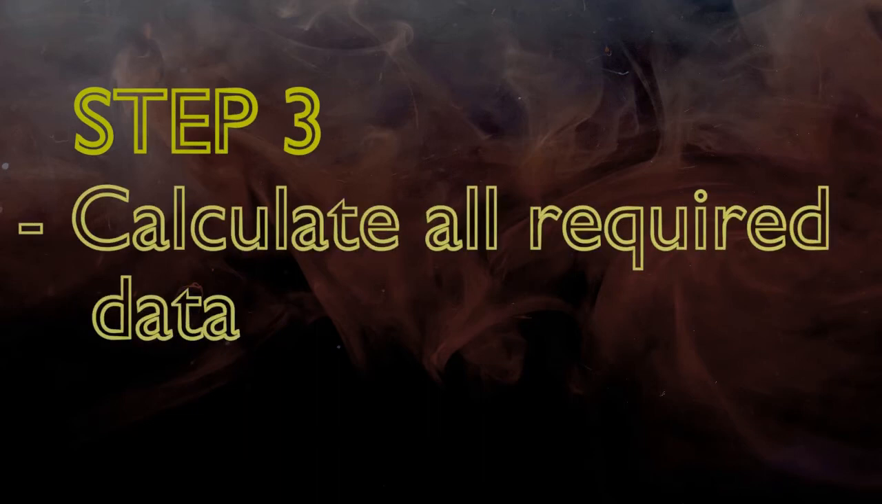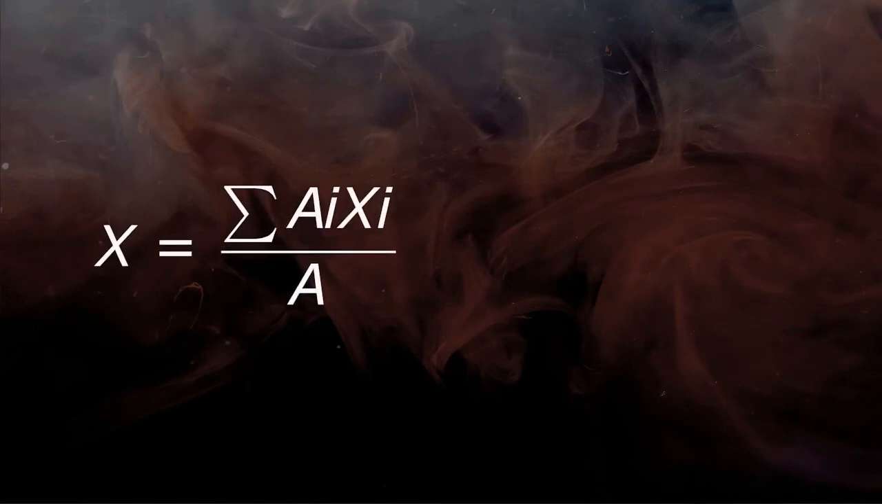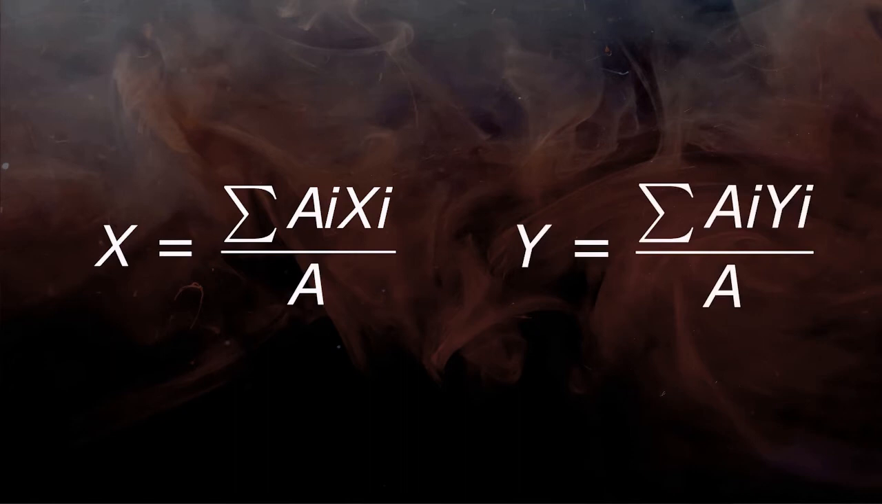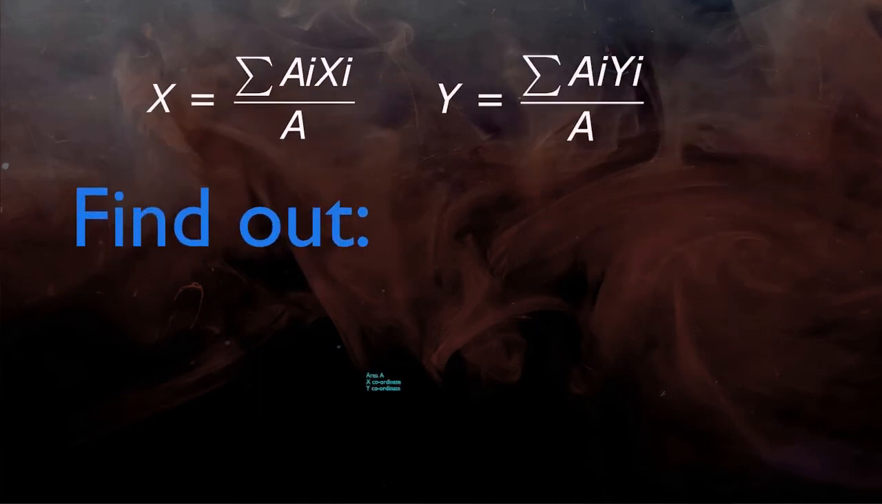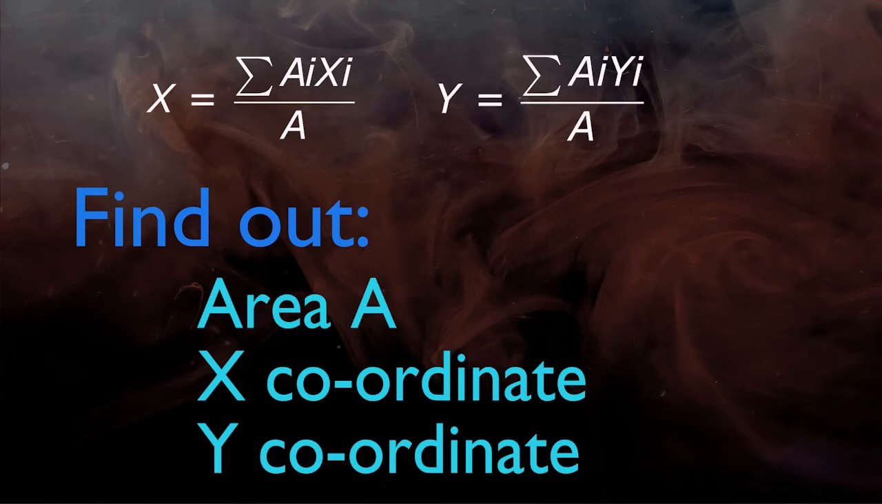Next one is an important step where all calculations will be made to find the required data. Before we start calculations, let me quickly remind you of the equations to find the x coordinate and y coordinate of the centroid. X coordinate is equal to sigma a i x i divided by total area, and y coordinate is sigma a i y i divided by total area. So to find the centroid, we will have to find the area, x coordinate and y coordinate of all individual divisions denoted by i.